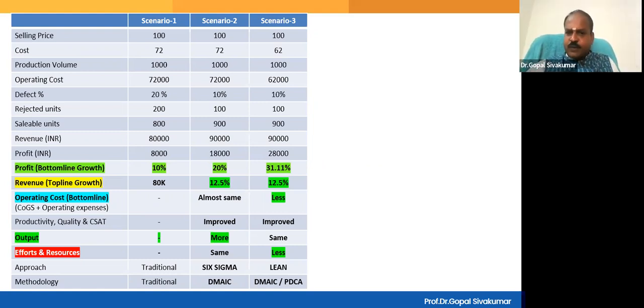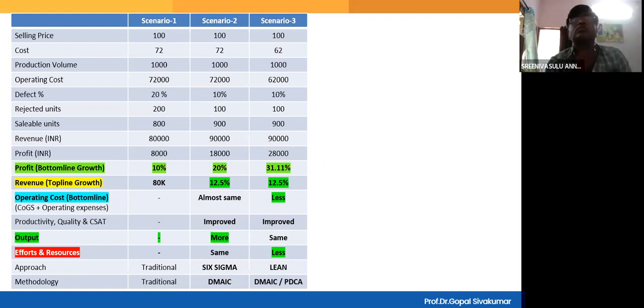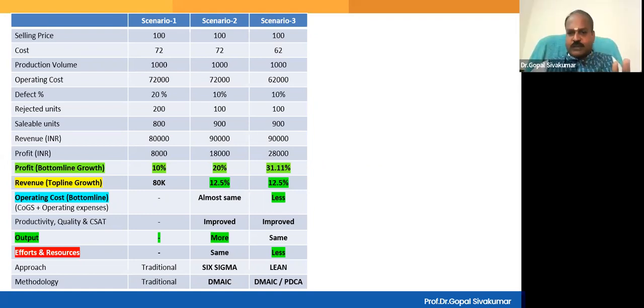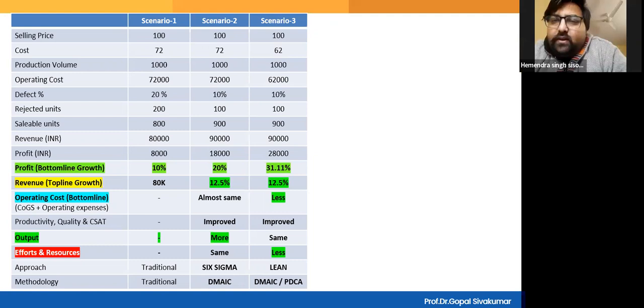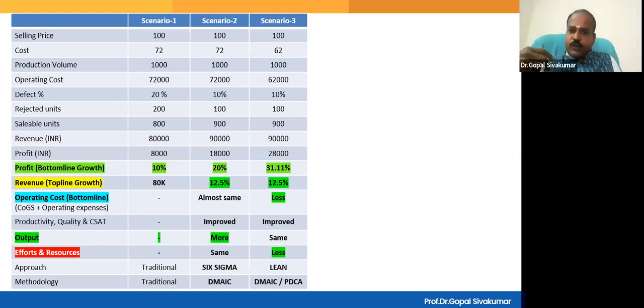Then what will be your focus? Earlier, in scenario 2, the focus was defect reduction. Am I correct? Yes, sir. Now what is going to be your focus to bring down the operating cost? To eliminate the unwanted process. Yes, correct. Very good. Your focus is now on the efficiency of operation.